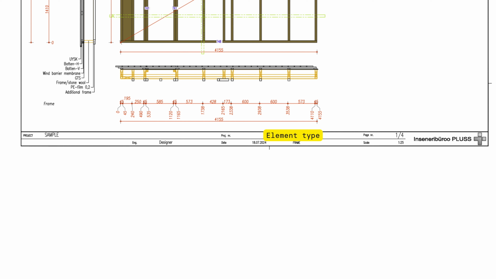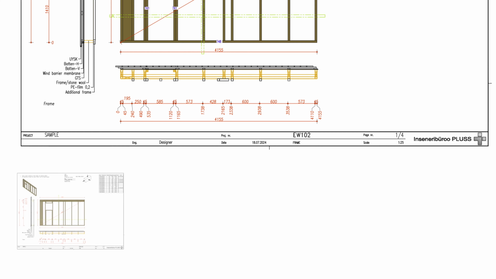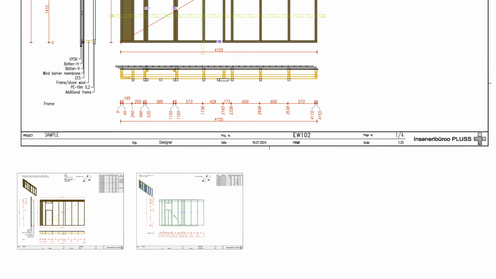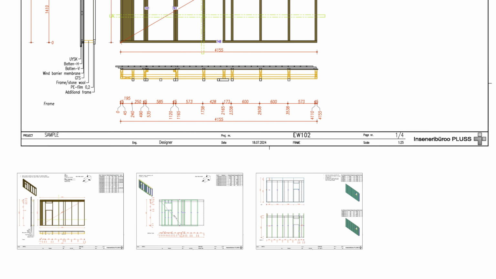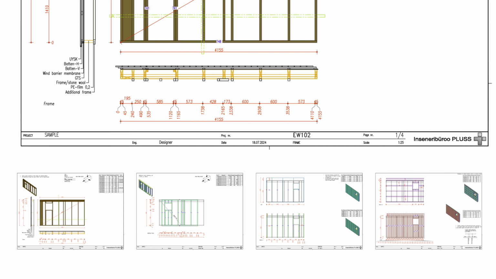Content of the drawing briefly indicates what is shown in the figure. For example, here, EW102 indicates that it is an external wall element number 102. Then there is the page number. Sometimes there might be several drawings for a particular detail or element. For example, 4 drawings are required to construct an external wall element: 1st for the frame, 2nd for the additional frame, 3rd for the boards and the battens, and 4th for the cladding.